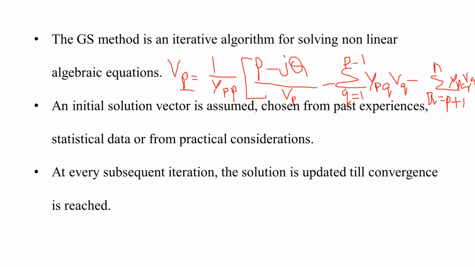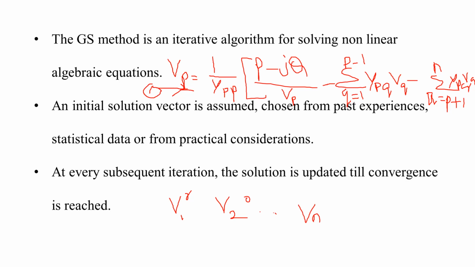The variables in this equation, for P equal to 1, 2, 3 up to N, are the node voltages V1, V2, V3. In the Gauss-Seidel method, initial values of the voltages are assumed and denoted by V1(0), V2(0) up to Vn(0), where n is the number of buses, and these are substituted in this equation. We keep this as equation 1.